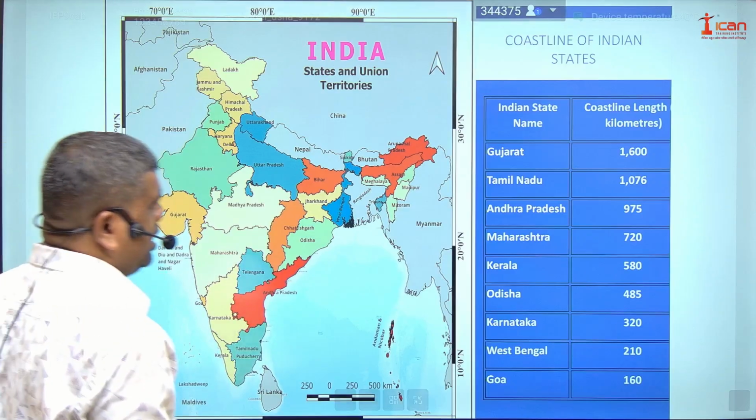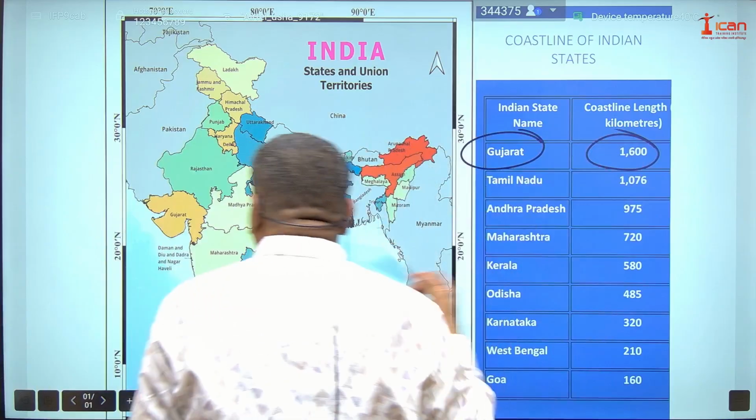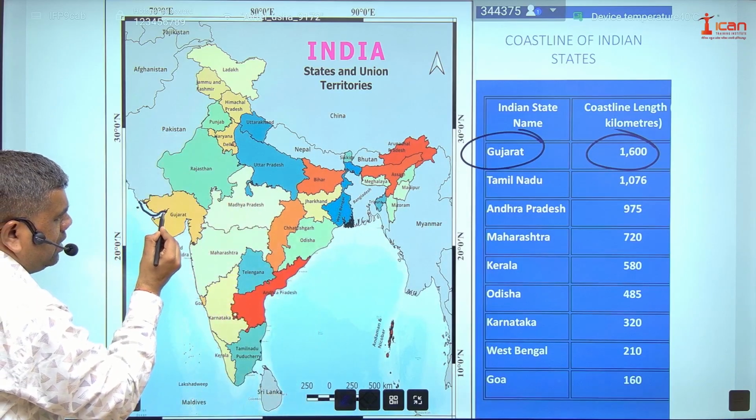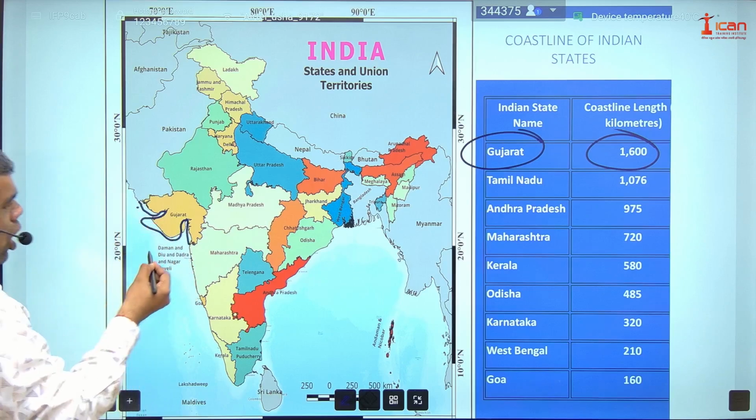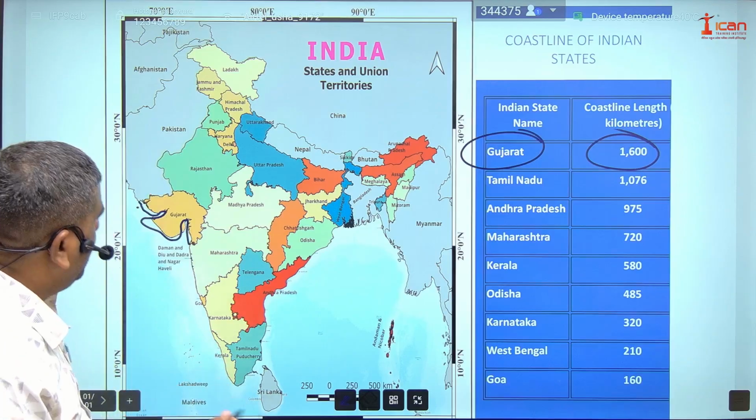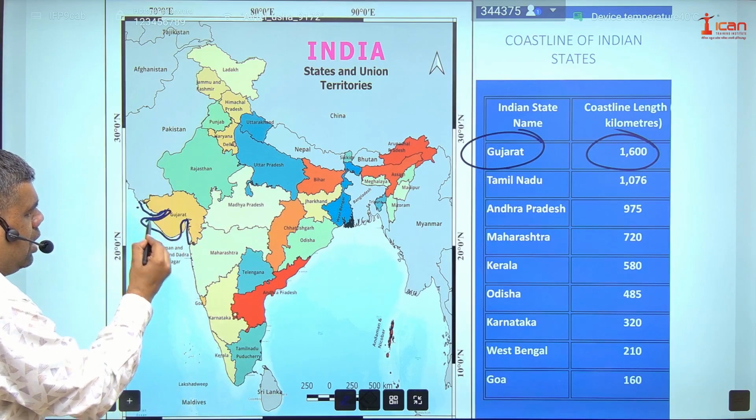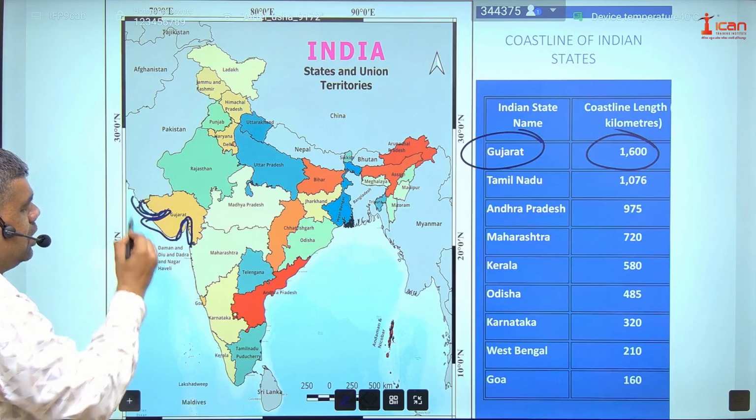So first state is Gujarat. Gujarat has a huge coastline, 1600 kilometers. Why is it so? Because if you look at here very carefully, the coastline is like this. It is not a straight line, it is not a continuous straight coastline, but it is in the form of some squiggles, because there is a gap here, there is an opening here. So that is why the coastline appears big.